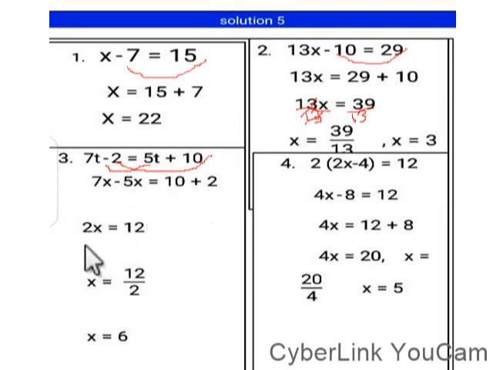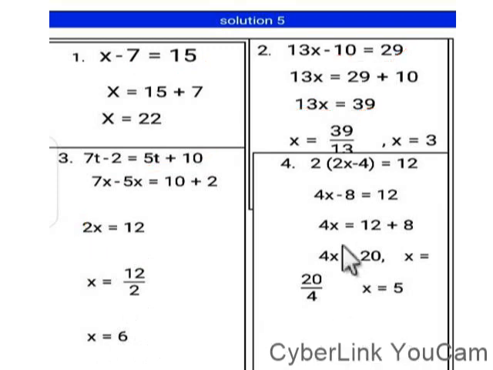So what do we do next? We divide both sides by the coefficient of x. And the coefficient of x here is what? 2. So we divide both sides by the coefficient of x, which is 2. And when we do that, 2 will cancel 2. Then we have x left here. Then we now have 12 divided by 2, just like we have it here. And 12 divided by 2 will give us 6 as our solution.